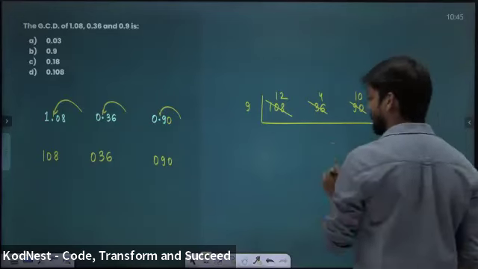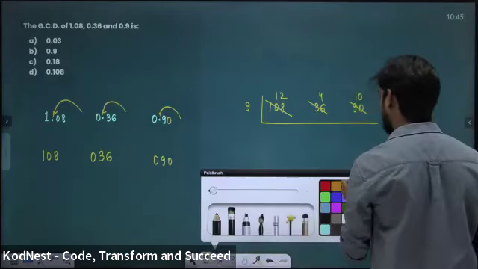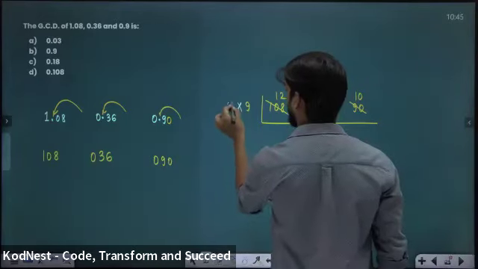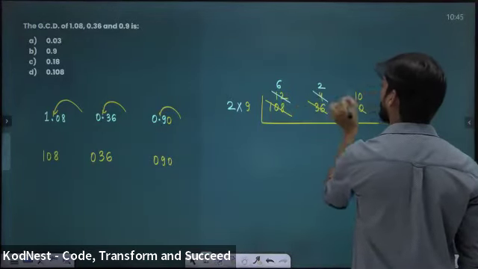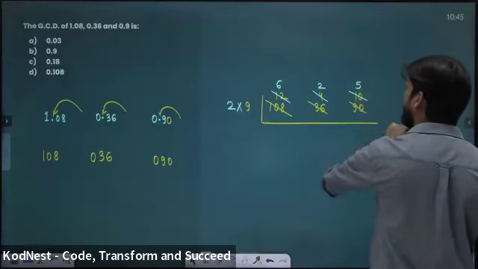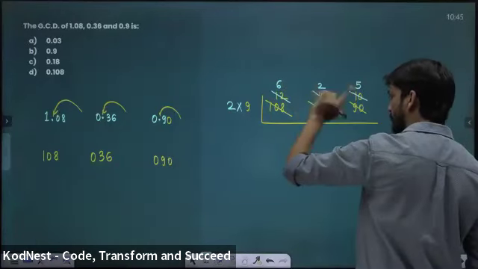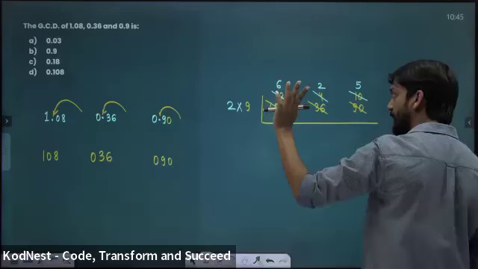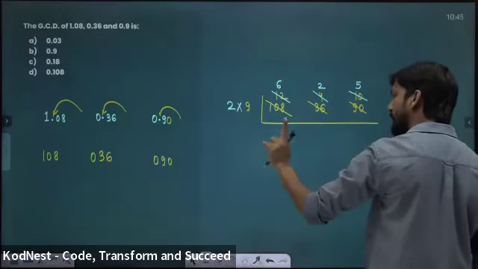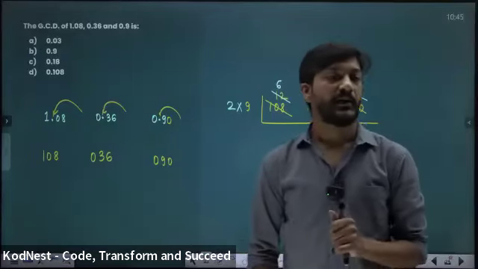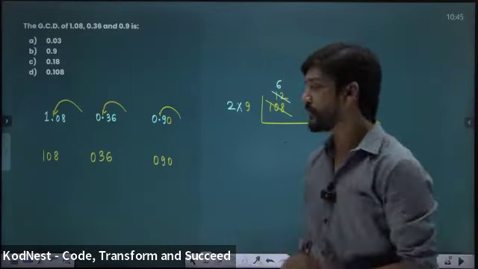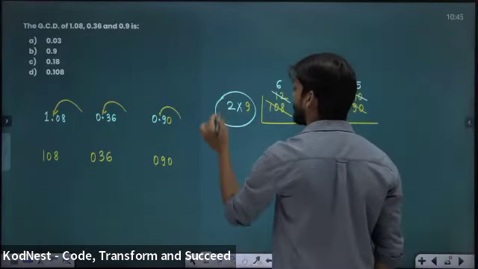Anything common? Yes, 2 is common. 2 into 6, 2 into 2 and 2 into 5. Anything common to all? I'm not calculating LCM, I'm calculating HCF. That's why I'm saying common to all. Anything common to all? No. So this is your HCF.